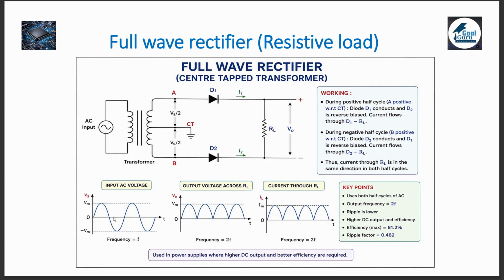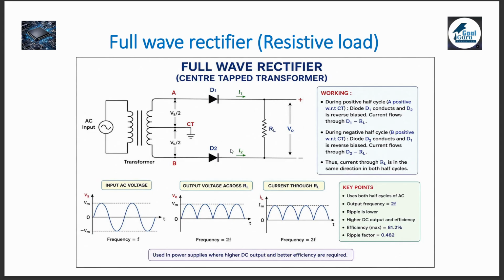Here you have the input AC voltage. Now we'll see what happens during the positive half. During the positive half of the cycle, A is positive with respect to CT, because now voltage Vs is divided into 2. So when this voltage flows through D1, CT is negative, or A is specifically more positive with respect to CT. Therefore, the diode conducts and the current flows through the resistive load. What happens during the negative half cycle? During negative half cycle, the point B is positive with respect to the CT.